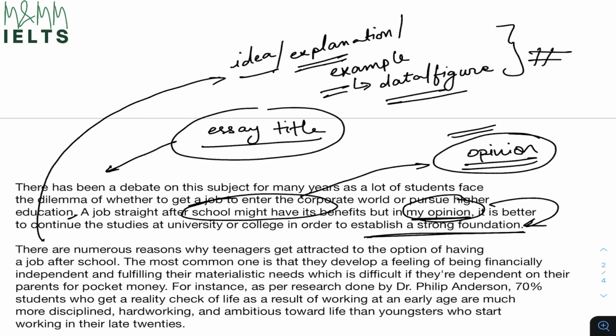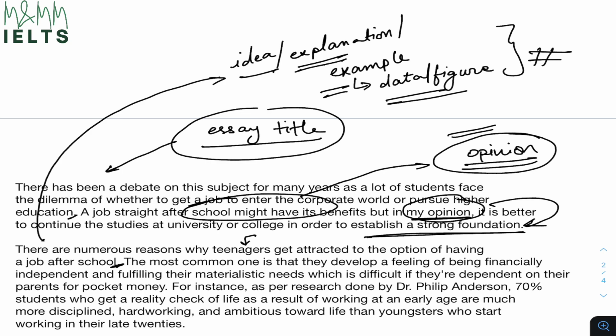Now let us read body 1. There are numerous reasons why teenagers get attracted to the option of having a job after school. So in the first line, I've just been very random, and again I'm not using the same words, students or children. I'll try and use different sets of vocabulary, because the wider the range of words you use, that represents that you have very good vocabulary skill. However, having said that, only use the words which fit in the sentence, which will make sense, which are relatable. Please don't unnecessarily use words just because you want to show that you carry a great sense of vocabulary. That's not our ideology.